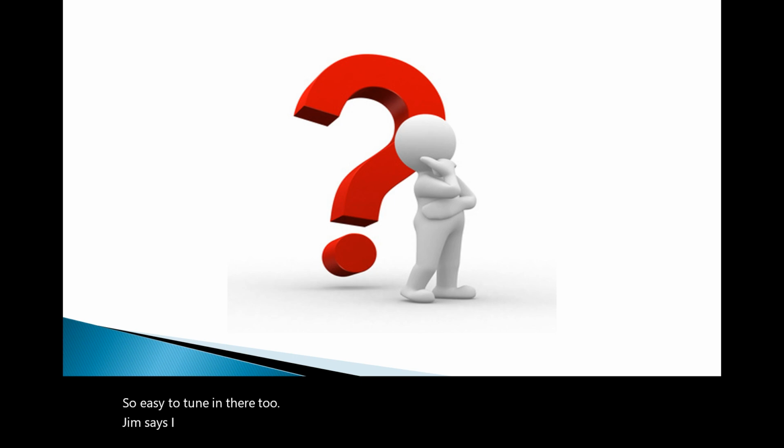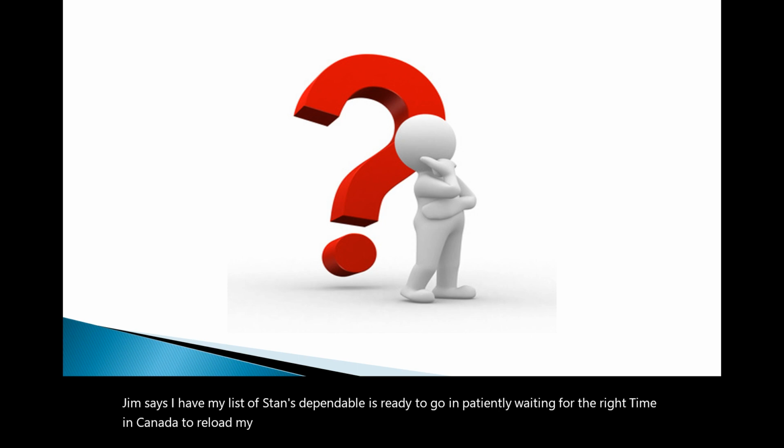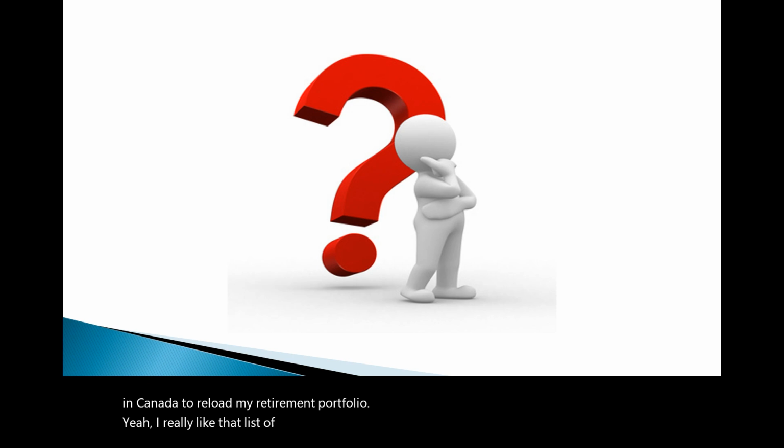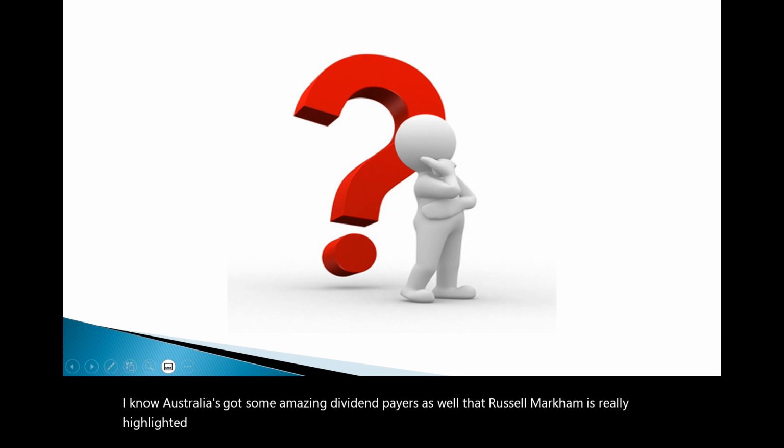Jim says, I have my list of Stan's dependables ready to go, impatiently waiting for the right time in Canada to reload my retirement portfolio. Yeah, I really like that list of stocks, Jim, that I put together for that essay. And I also like our master retirement watch list. I know Australia's got some amazing dividend payers as well that Russell Markham has really highlighted, so there's some opportunities. But the closer you buy new or add shares to positions closer to the bottoms and get off to a good start, the better off you are.